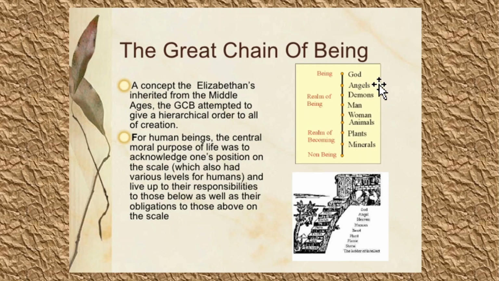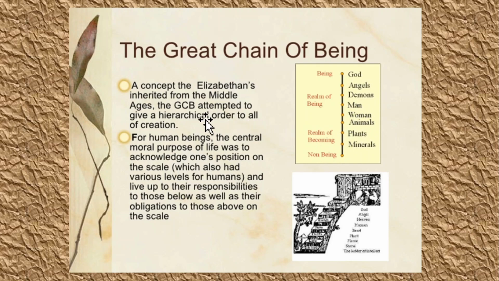Below God would come angels and demons. And then on the earth, you have human beings, you have animals, you have plants, stuff like that, non living things. Of these, man happens to be the supreme creation. And of men, the king was the head.